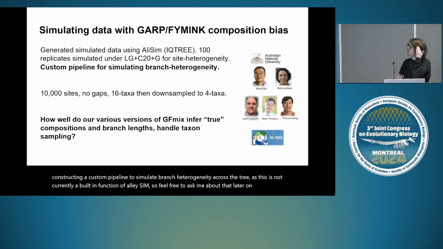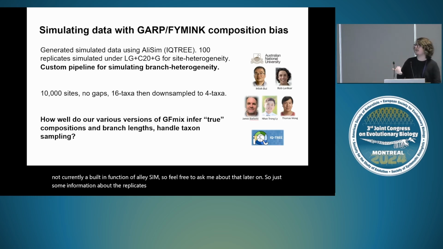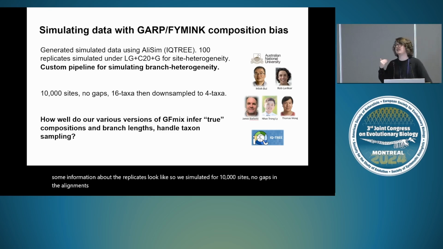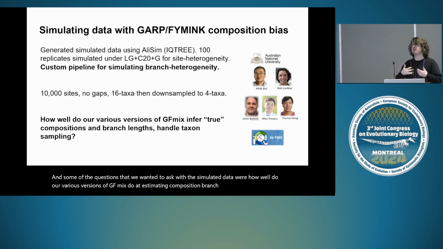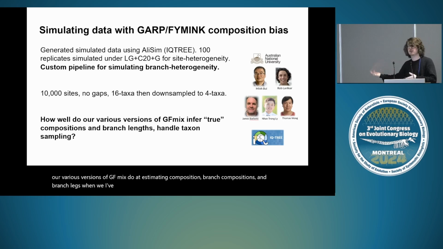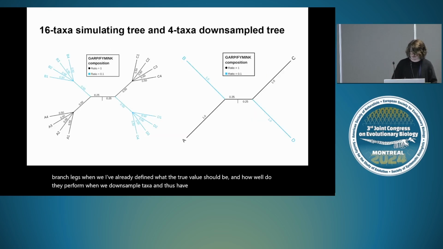So just some information on what the replicates look like. We simulated 10,000 sites, no gaps in the alignments. We simulated using a 16 taxa tree, and then we downsampled these alignments to 4 taxa. Some of the questions that we wanted to ask with the simulated data were, how well do our various versions of GF-mix do at estimating branch compositions and branch lengths when we have already defined what the true value should be, and how well do they perform when we downsample taxa and thus have less phylogenetic information available.